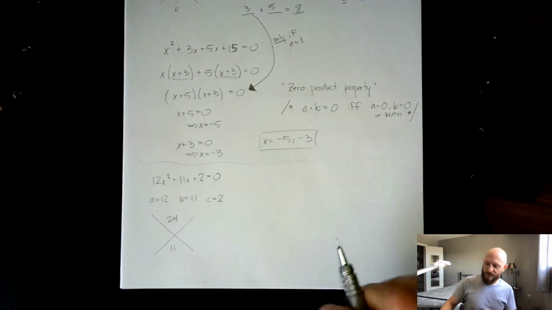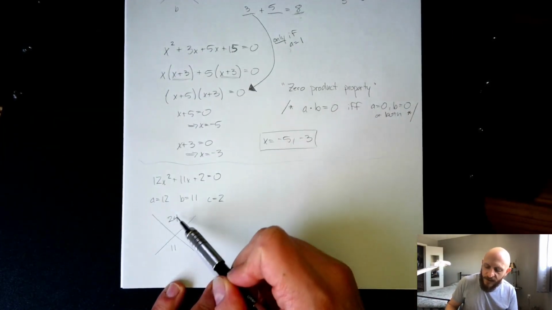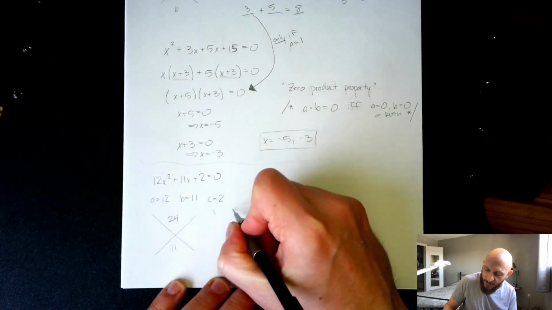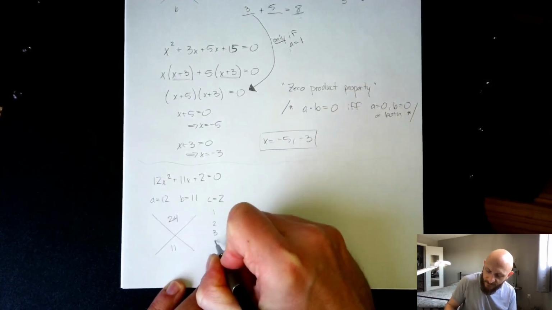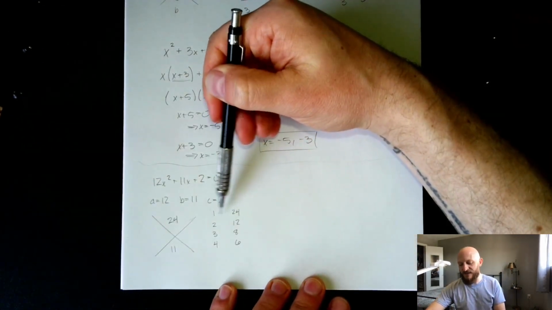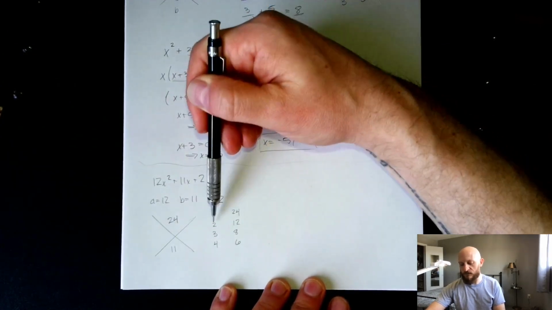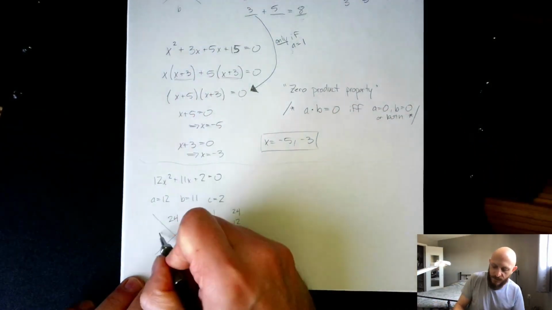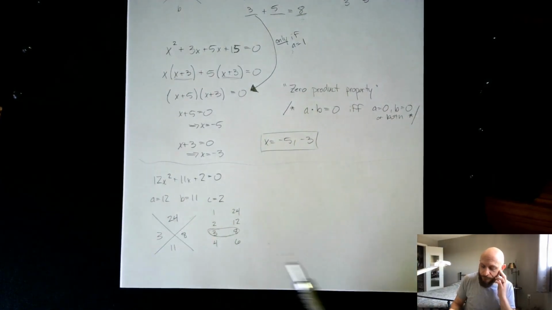Again, if you don't see it immediately, one systematic way of finding this is by listing out all of the factors of AC. So 24 has factors 1 and 24, 2 and 12, 3 and 8, 4 and 6. And then we just look through these rows, add them across to see which ones equal 11. So 1 plus 24, no. 2 plus 12, no. 3 plus 8, yeah. So 3 and 8. 3 times 8 is 24. 3 plus 8 is 11.